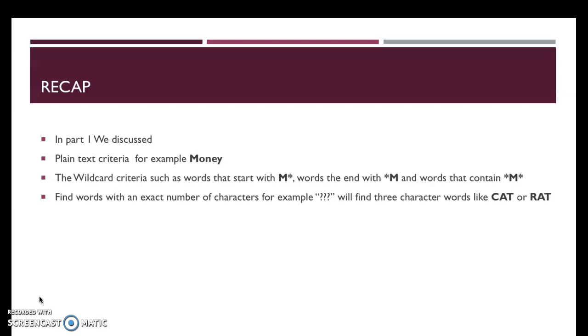Then we talked about finding words with an exact number of characters. So for example, if you were to use the criteria of 3 question marks in quotations, this will find 3-character words like cat or rat.